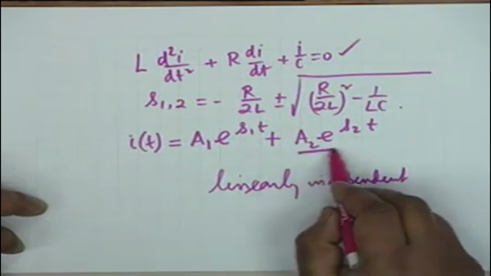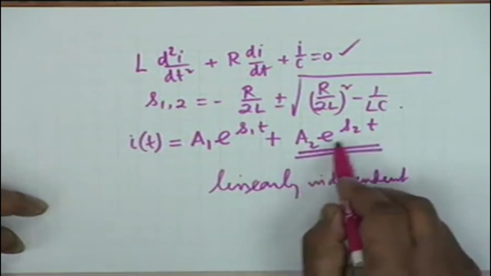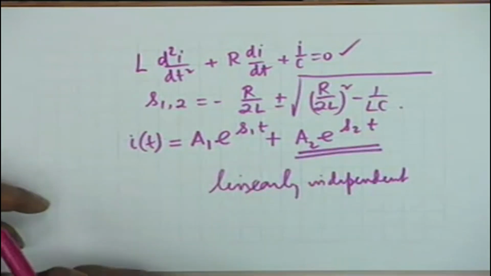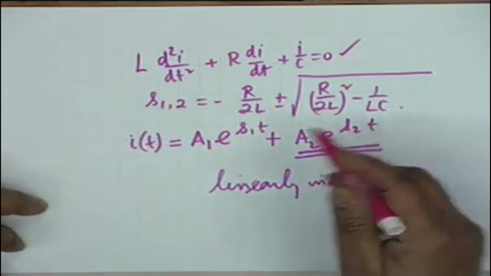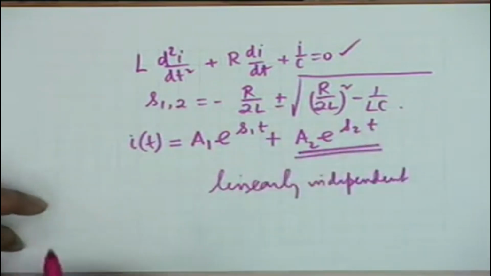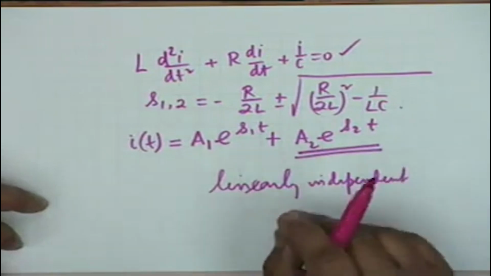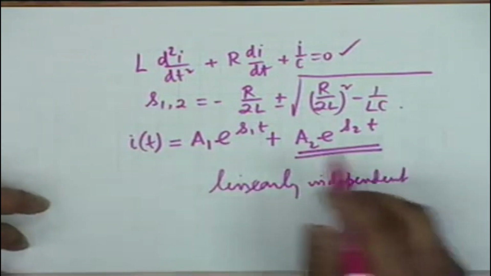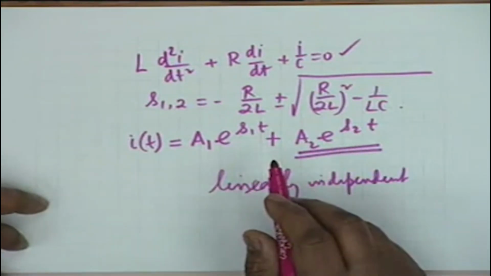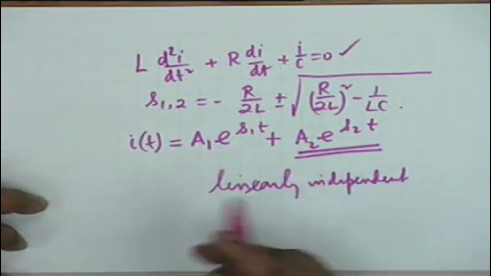That by multiplying this by a constant I cannot get the other solution. You see, e to the s2t cannot be obtained from e to the s1t by simply multiplying by a constant. Alright. These are two independent solutions, and now we can apply the initial conditions.